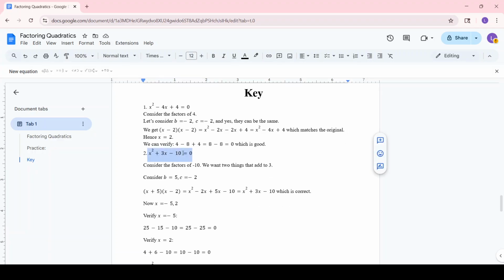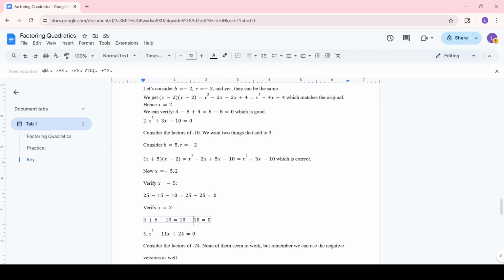Now, for problem number 2, we're going to consider our factors of negative 10. We want two numbers that add to 3. So, we have b is 5, c is negative 2, and you see that 5 plus negative 2 is 3, so it adds to 3. So (x plus 5) times (x minus 2), sure enough, expands out to x squared minus 2x plus 5x minus 10, which is equal to x squared plus 3x minus 10, which is correct. Now we're going to briefly verify them, and you can see some simple verifications that they're correct.